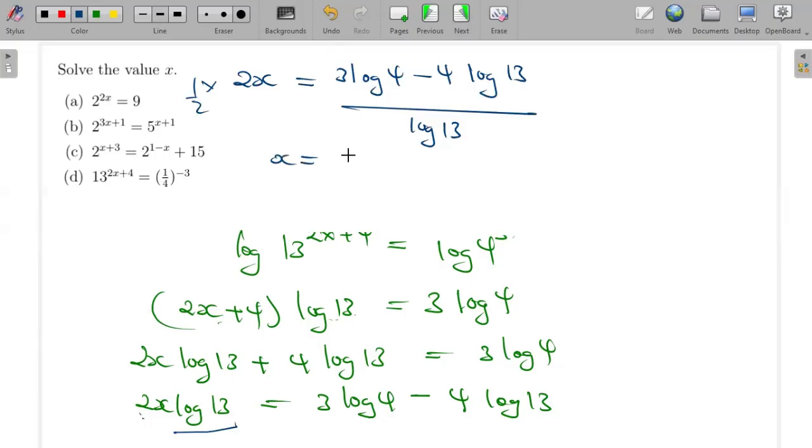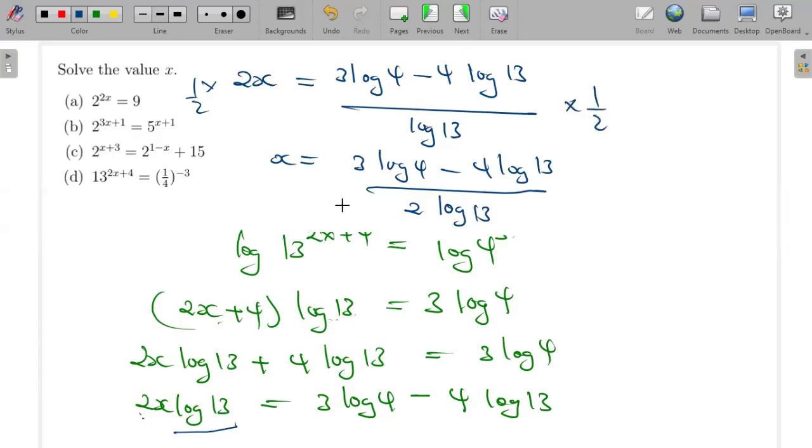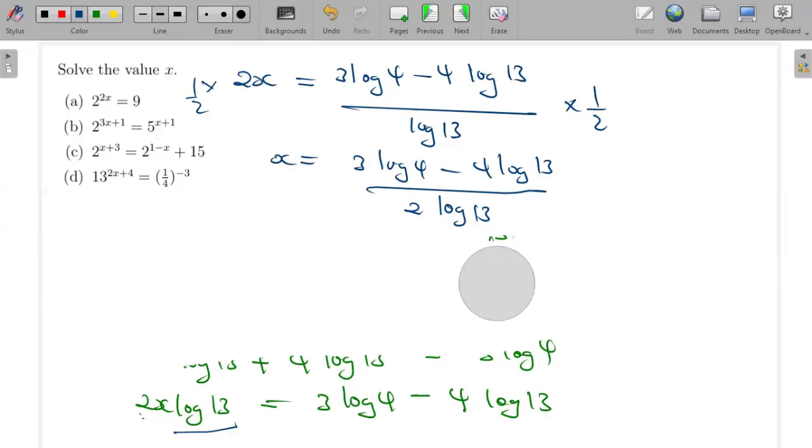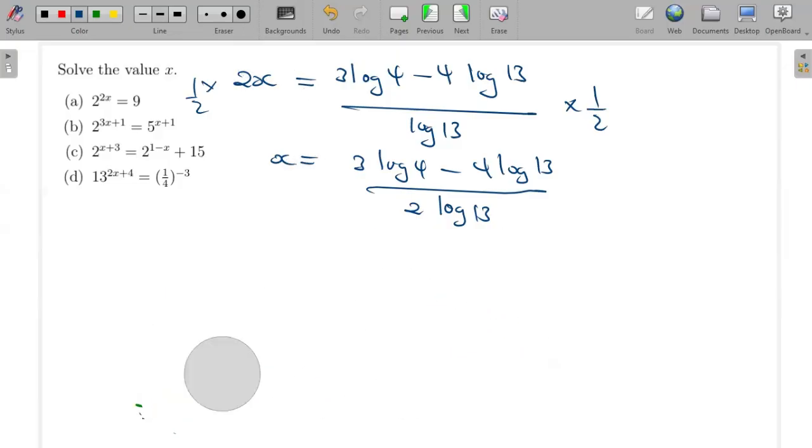You get x is equal to, half, that 2 is going to come down. So you have 3 log 4 minus 4 log 13, and then you have 2 on that side, which is going to be log 13, since here also we're multiplying by 1 over 2, like that. Okay, so this here is going to be the solution for this equation.